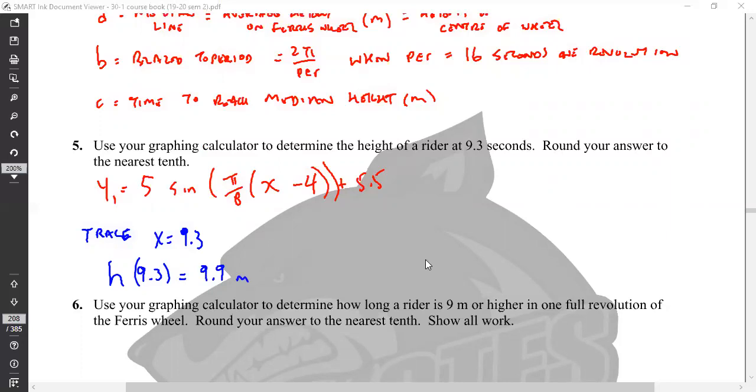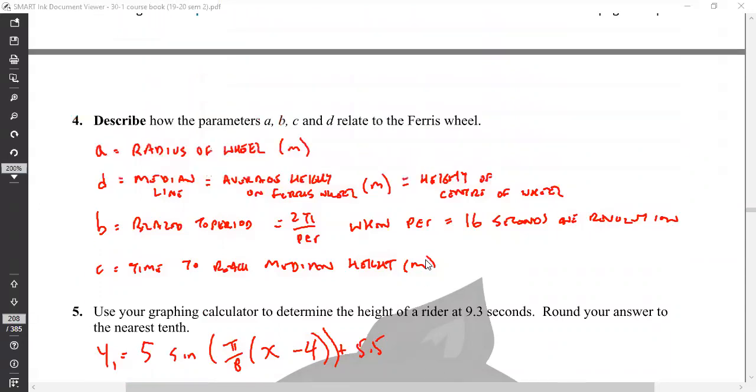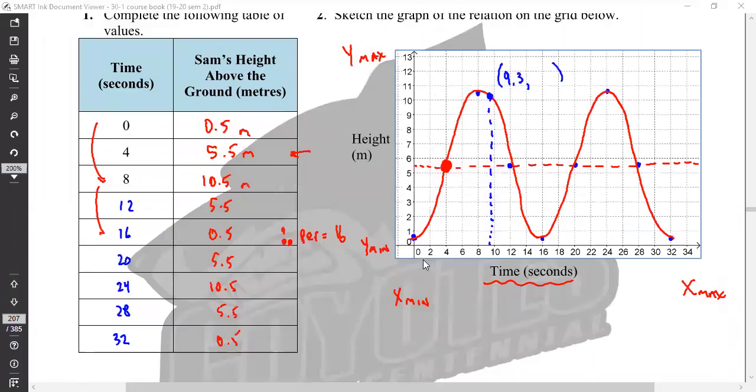Question 6 is asking the question backwards. Question 6 says, use your graph and calculator to determine how long the rider is 9 meters or higher in one full revolution of the Ferris wheel. So when are you over 9 meters? So here's 9 meters here. One full revolution stops here. So within here, how long are you above 9 meters? We're going to need to find those 2 points. Those 2 points when he's actually at a height of 9 meters.